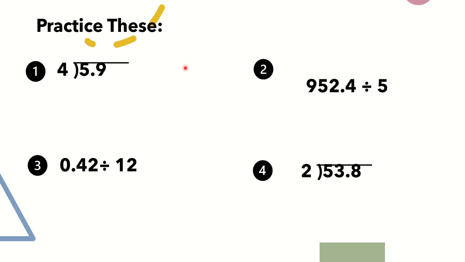Okay, so let's look at problem number 1. The problem is already set up for us. Of course, this being my dividend, this being my divisor. So now, bring my decimal straight up and let's go ahead and divide. Now we're going to determine how many times 4 goes into 5. 4 goes into 5 one time. 4 times 1 gives me 4. Subtract, and I have 1, and I'm going to bring down my 9. How many times can 4 go into 19? 4 goes into 19 4 times.